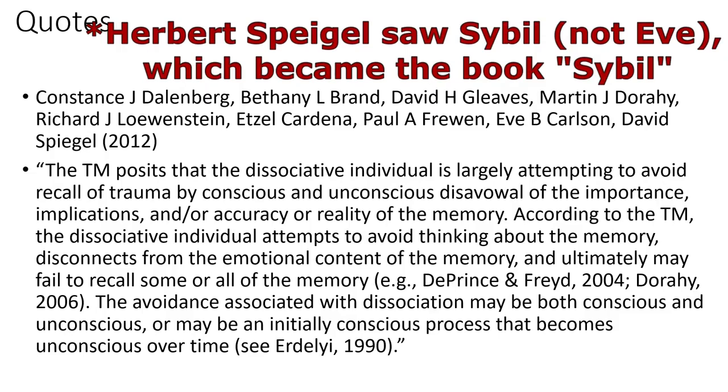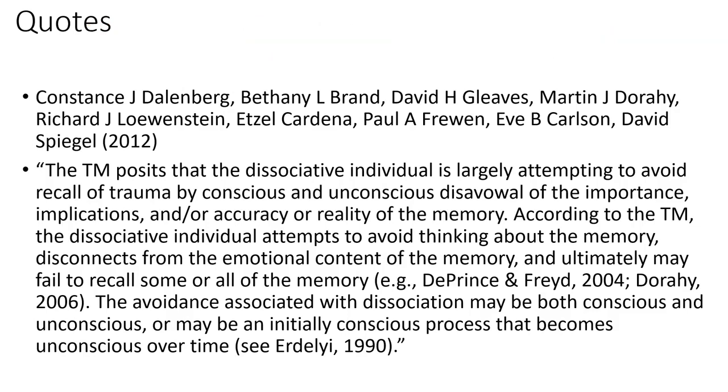So here is a quote from this group of writers, and this was published in the Psychological Bulletin. This is why I'm giving it to you. That's a major top journal, and this was very influential. A couple of years later, the false memory researchers responded to it with another long article. But this is what they say about the trauma model. So we're basically talking about trauma and dissociation theory here, sometimes called the trauma model. So the quote here: the trauma model posits that the dissociative individual is largely attempting to avoid recall of trauma by conscious and unconscious disavowal of the importance, implications, and/or accuracy of, or the reality of, the memory.